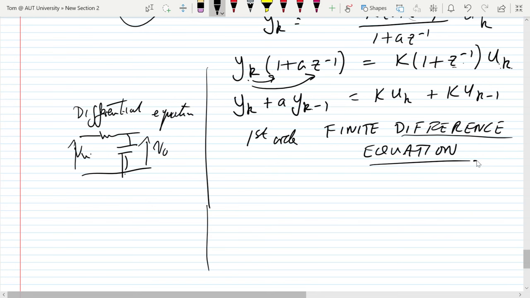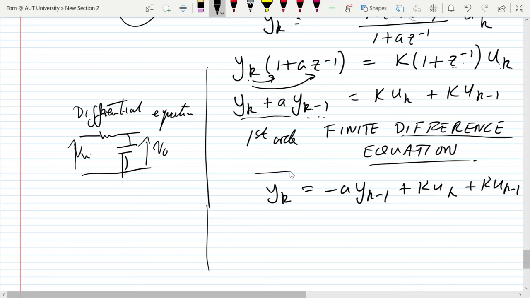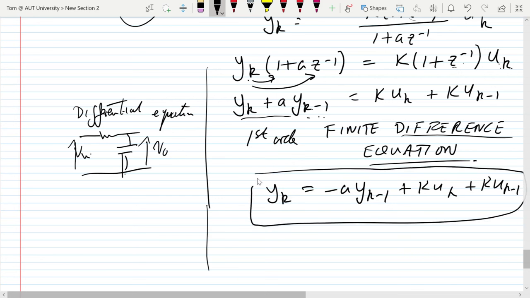But you always write it with the output. You don't write y of k plus a y of k minus 1. We write it with the output on the left-hand side and the input to the right. So y of k equals minus a y of k minus 1 plus k u of k plus k u of k minus 1. And that's it. And that's what I'm going to implement in software.